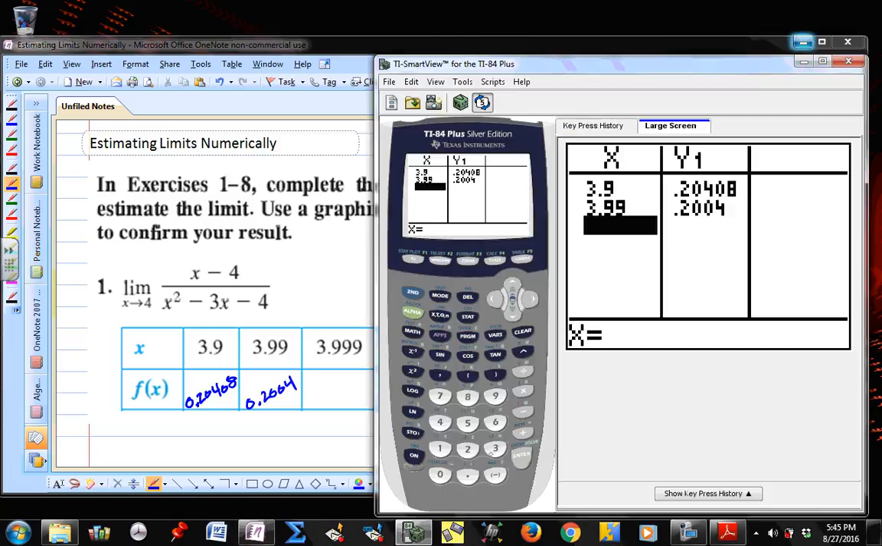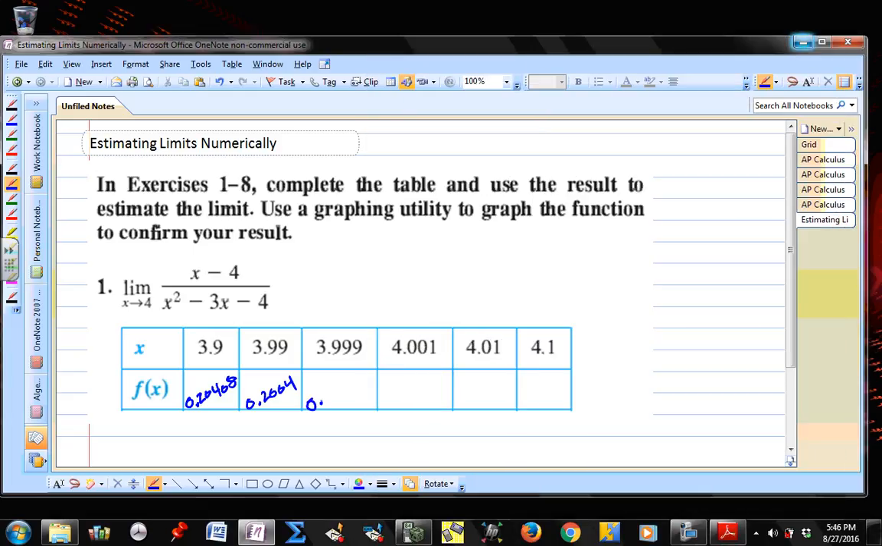And we'll just repeat this process. And you see a pattern here. I think you can see what would happen if we continued taking values closer to 4. So it looks like as x approaches 4 from the left, our values are getting closer to 0.2000000, and then eventually a 4.